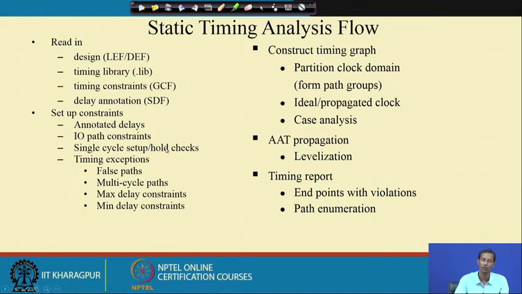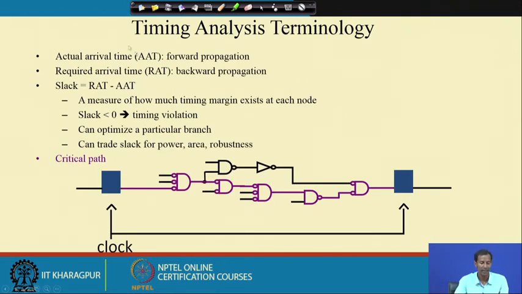Setup time and hold time violations can happen because of this skew or because of this jitter. Then construct the timing graph based on the partitioned clock domain, ideal or propagated clock, or case analysis. And then again, for this slack calculation, you have to calculate the early arrival, the actual arrival time as well as the required arrival time.